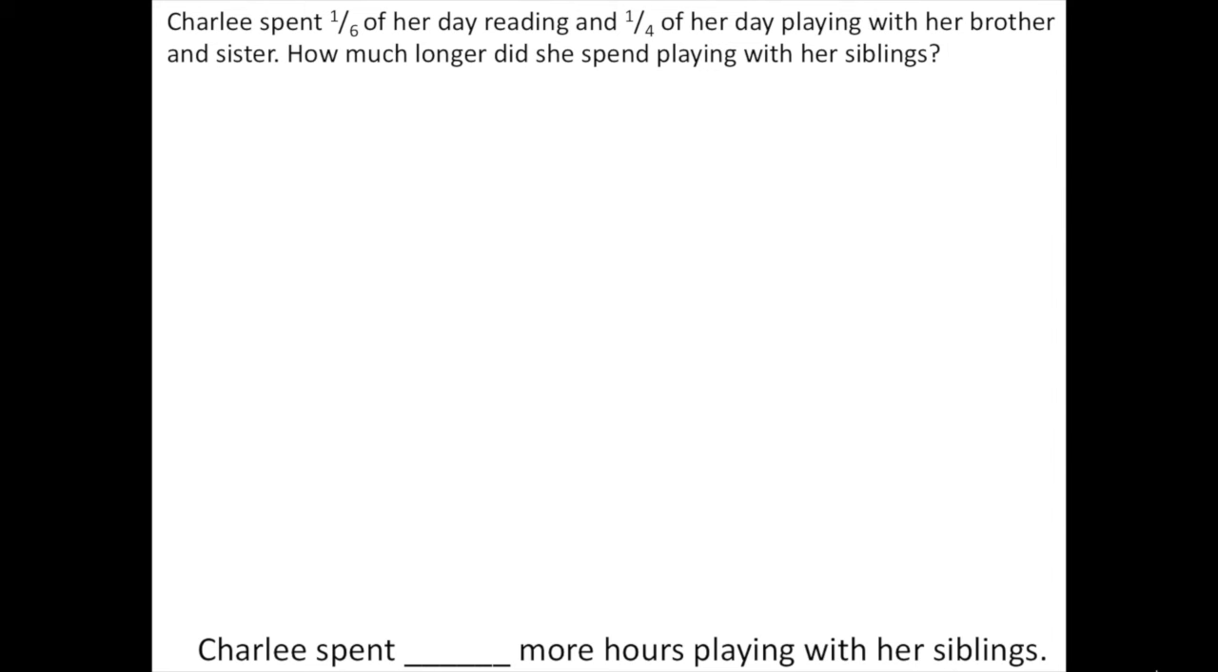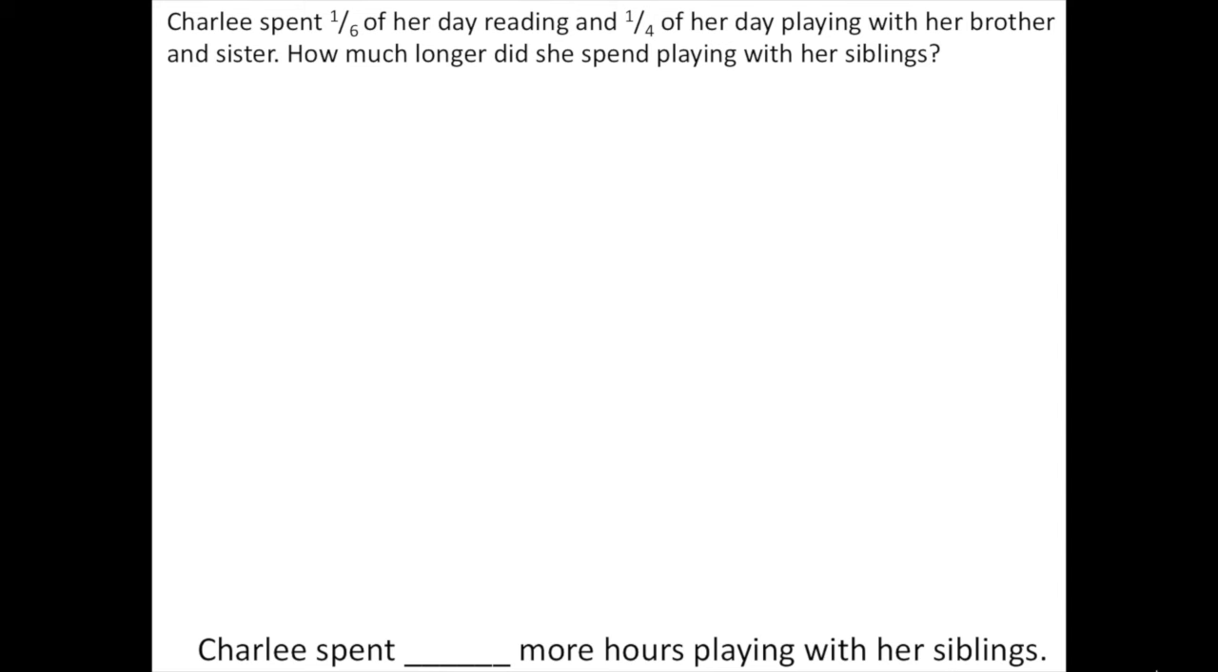The key word here is more. More tells me that I'm comparing two things. I'm comparing the amount of time Charlie spent reading to the amount of time Charlie spent playing. I can show this in a comparison model, but before that, I'm going to show a part-whole that illustrates the fraction of her day spent reading and the fraction spent playing. To show that in one single bar, I have to find a common denominator.